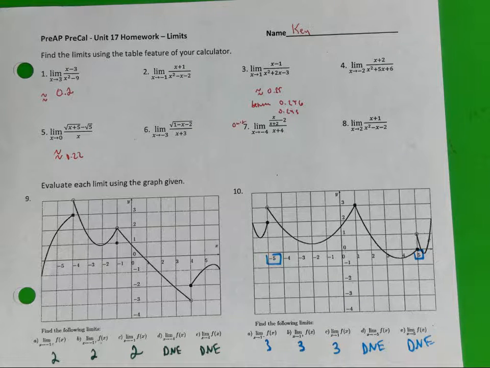We want to use the table feature of our calculator. Put the function in your calculator and observe what's going on at -1. Go to mode. If you're at the y equals and it is not y, that means it's in another form. Scroll down to the fourth line, function, and highlight it.